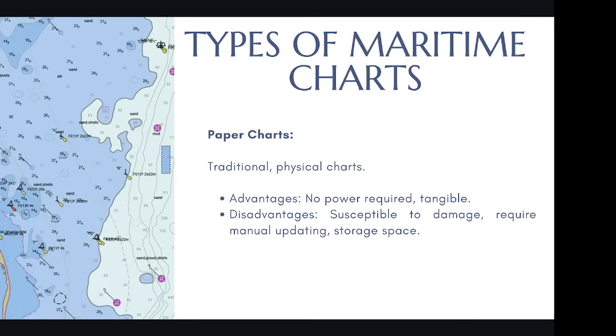So here is one of the types of the charts. So we have here the paper charts. So the paper charts are the traditional physical charts. So the advantage of this is no power required because it's only on the paper. But the disadvantage of this is that it is susceptible to damage, requires manual updating, and it takes some storage space.